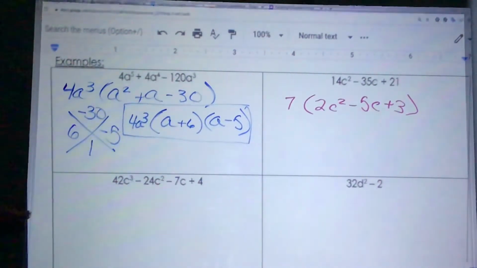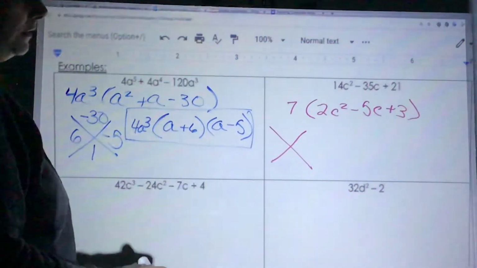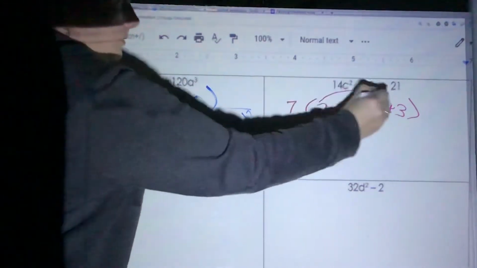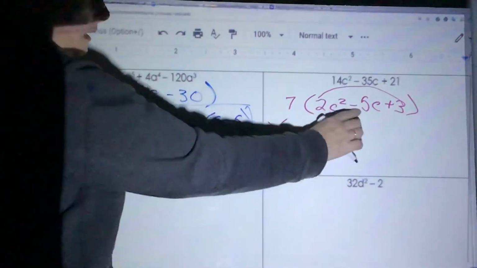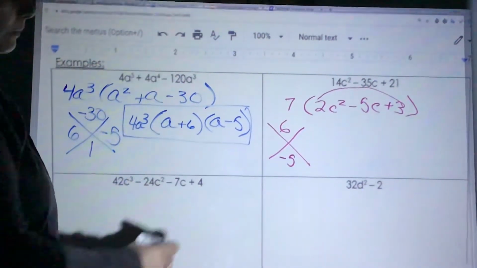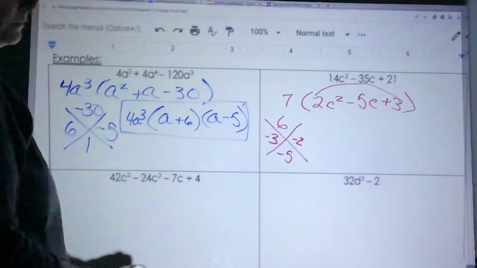Now I can't say I'm done until I check. And I'm going to use the lazy AC method for this because this is not 1. I'm going to multiply these two together. I'm looking for two numbers that multiply to give me 6 and add to give me -5. And those two numbers would be -3 and -2.